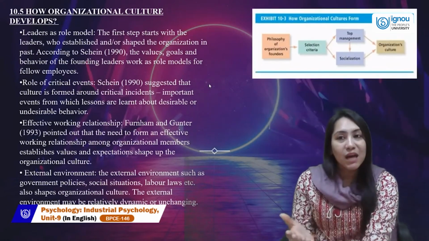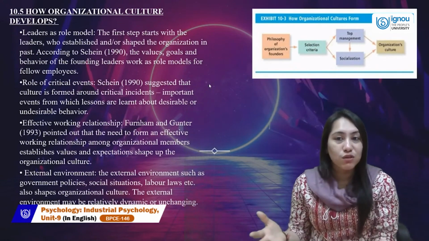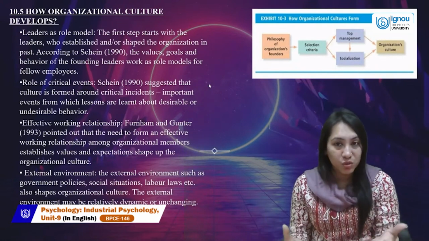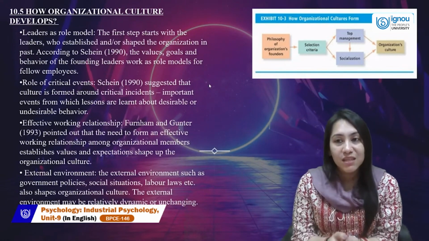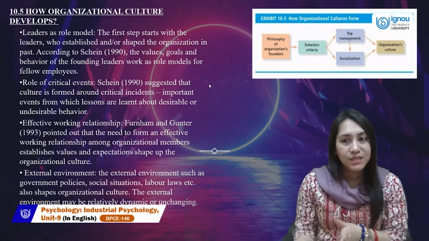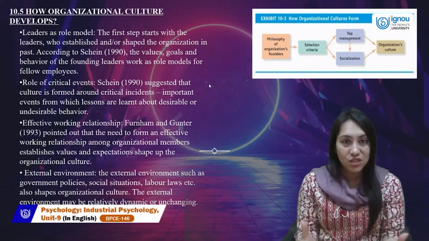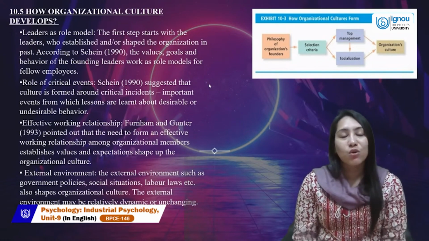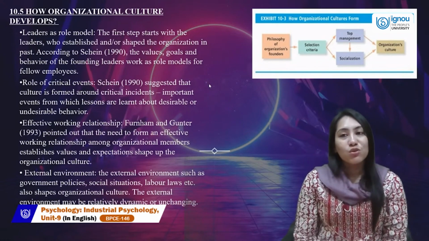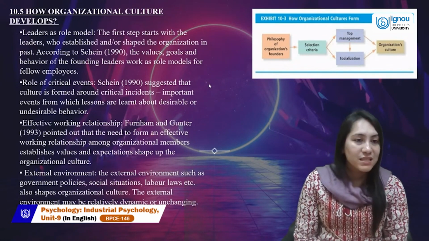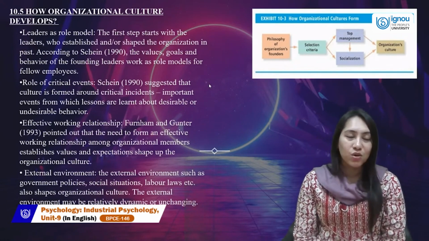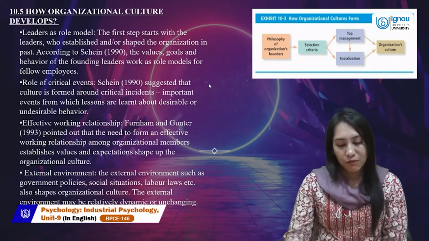So this is how an organizational culture forms: the philosophy of the founder, the role model, the selection criteria, which are the critical roles that we have. Then we have the socialization process, the relationship, and the organizational culture comes into play through top management, how we socialize, how the externals are impacting, and an organizational culture comes into form.